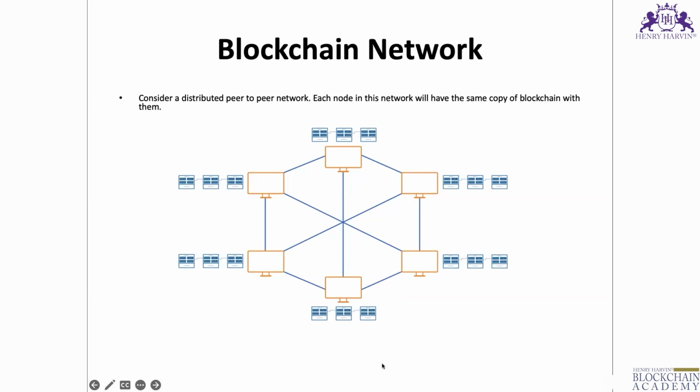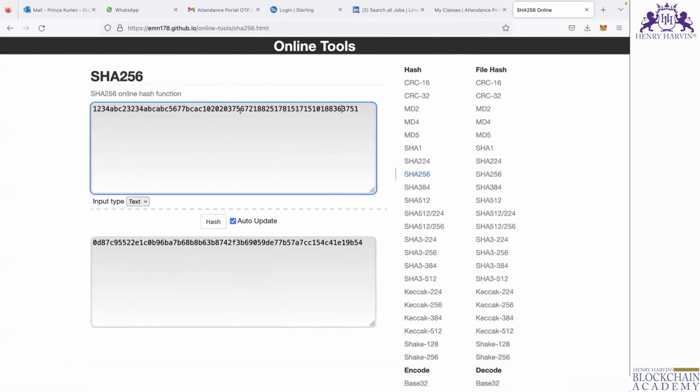1, 2, 3, 4 blocks are there. This is a new version of the blockchain. And this new version of the blockchain is distributed to all other nodes. And they all have the same copy of the blockchain. So I am the miner because I solved the puzzle first. How to solve this puzzle? We need to use trial and error methods, right?